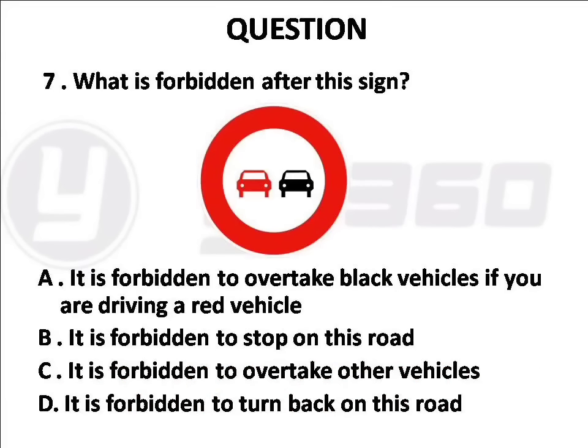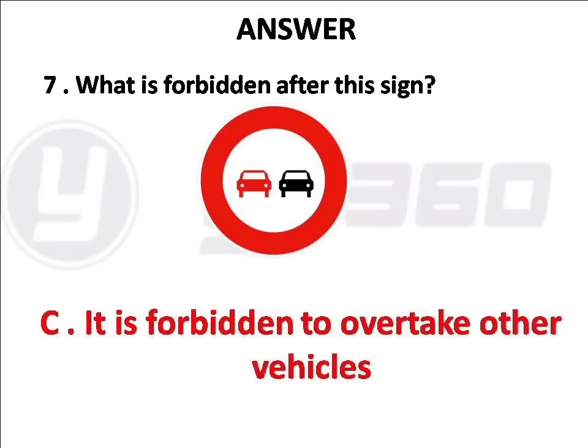Question number 7. What is forbidden after this sign? The options are A. It is forbidden to overtake black vehicles if you are driving a red vehicle, B. It is forbidden to stop on this road, C. It is forbidden to overtake other vehicles, D. It is forbidden to turn back on this road. Answer is option C. It is forbidden to overtake other vehicles.